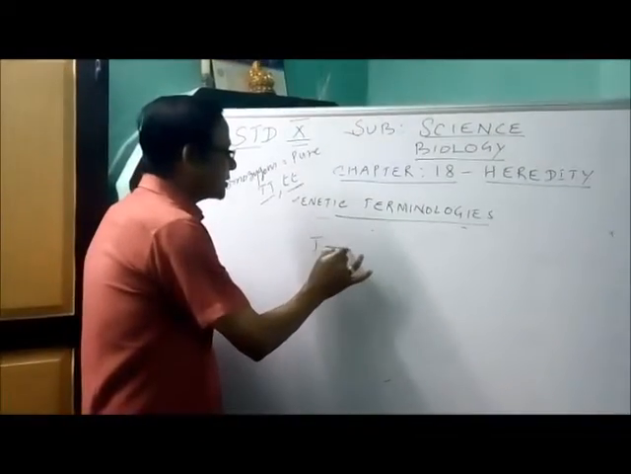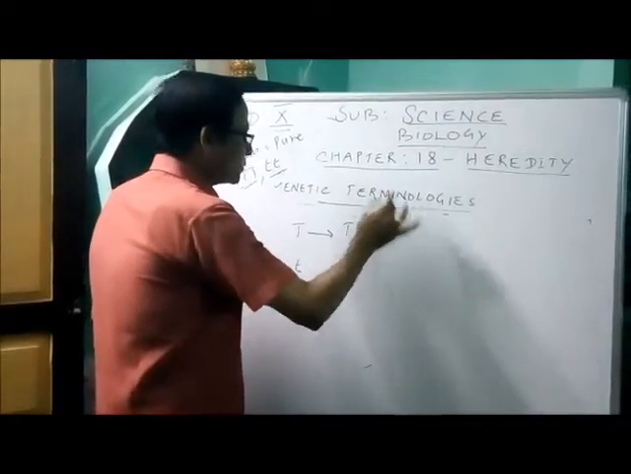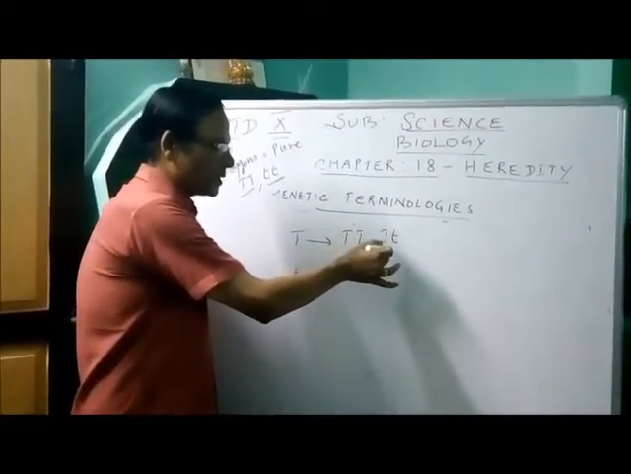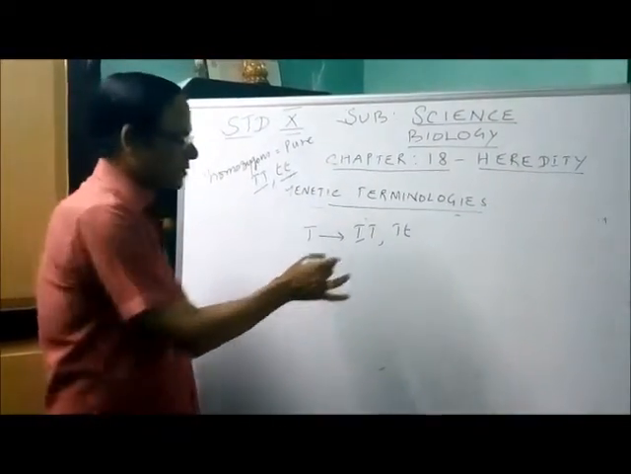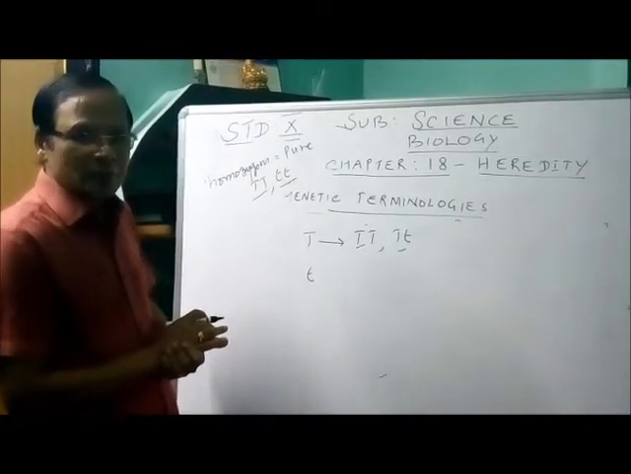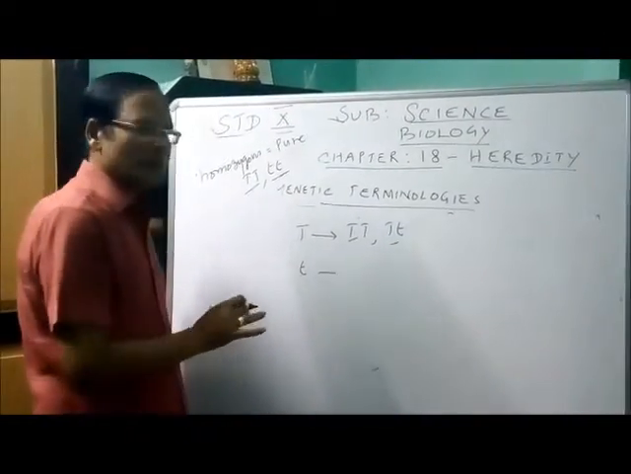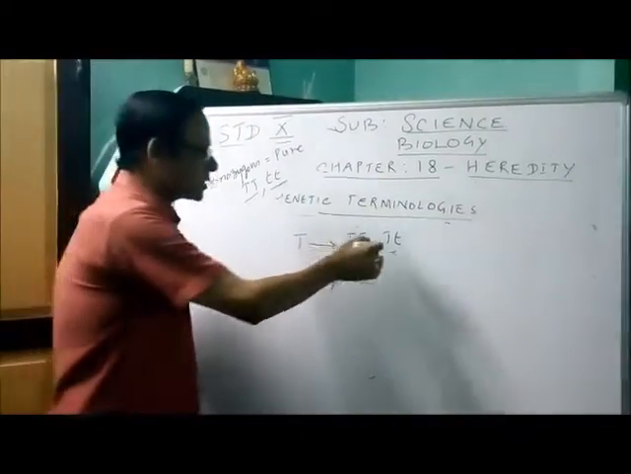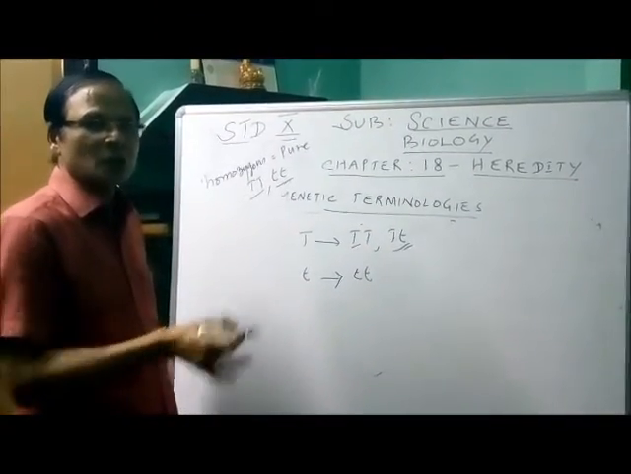Now the dominant factor can be expressed both in homozygous condition and heterozygous condition. One dominant letter or gene is enough to express a character. That's why I can say the dominant gene or factor can be expressed both in homozygous and heterozygous condition. Whereas the recessive factor can be expressed only in homozygous condition, not in heterozygous condition, because in heterozygous condition its effect is masked or suppressed by the dominant gene.